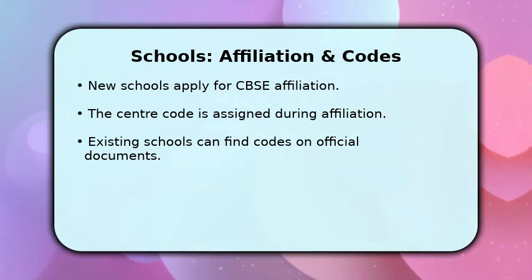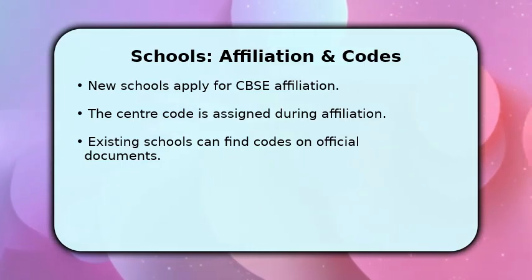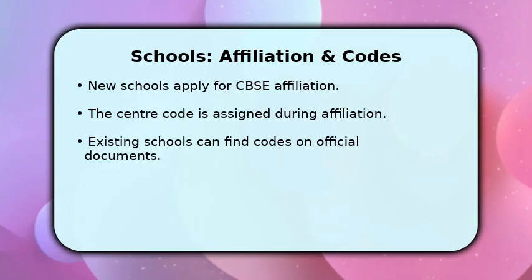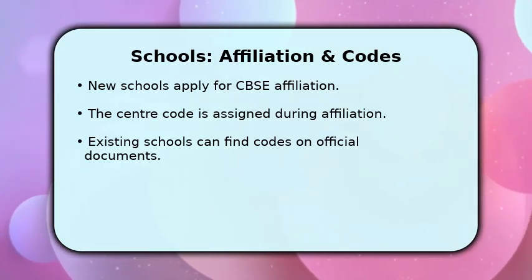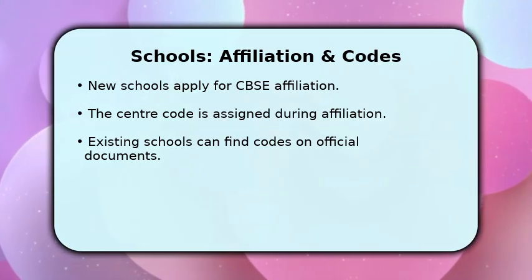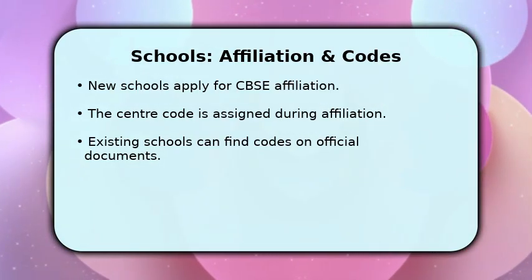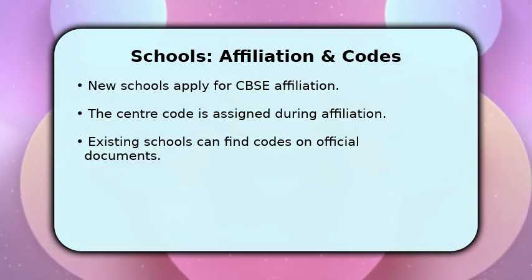For schools, obtaining a center code is an integral part of the CBSE affiliation process. When a new school applies for affiliation, the board assigns a unique center code upon approval. Existing affiliated schools can typically find their code on official affiliation documents or through their school's administrative portal. This code is essential for all official communications and examination procedures.